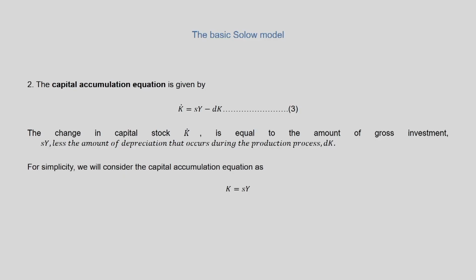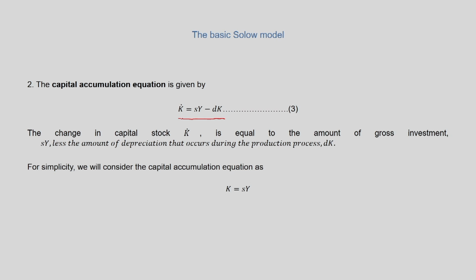So the second key equation of the Solow model is the capital accumulation equation, and this describes how capital accumulates. The capital accumulation equation is given by K dot is equal to sY minus dK. This equation has three terms: the first term K dot, the second term sY, and the third term dK. According to this equation, the change in capital stock K dot is equal to the amount of gross investment sY minus the amount of depreciation that occurs during the production process, which is dK.